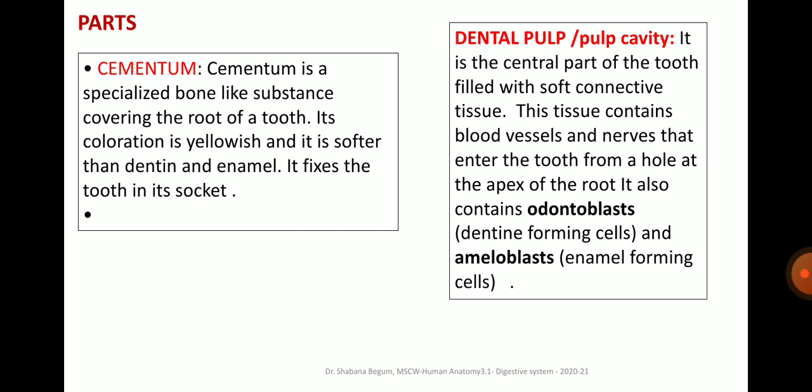What is cementum? Cementum is a specialized bone-like substance covering the root of a tooth. Its coloration is yellowish and it is softer than dentin and enamel, and it fixes the tooth in its socket.